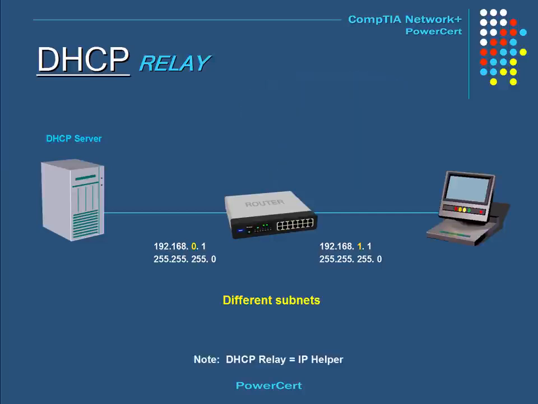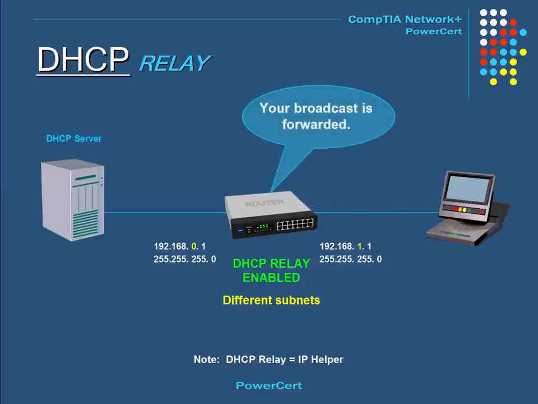So that's where a DHCP relay comes in. A DHCP relay, or IP helper, is a service that is enabled on a router that will relay a DHCP broadcast it receives and forwards it. So now, the computer will broadcast a request for an IP address, and once the DHCP relay on the router receives the broadcast, it will forward the broadcast to the DHCP server, and then the DHCP server will send the IP address back to the computer.